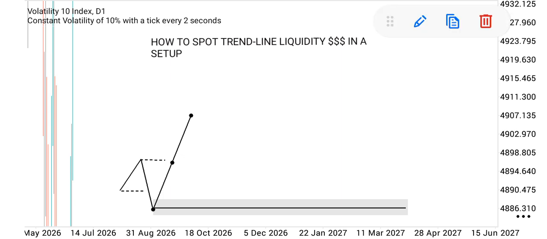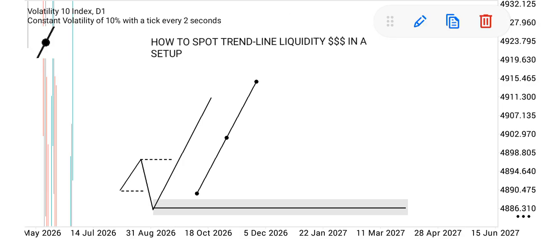So now we want to see how we use a trendline liquidity, how we spot a trendline liquidity in a trade setup. So now, if we get the market doing something like this, see the market doing something like this. From this point, the market starts doing something like this.